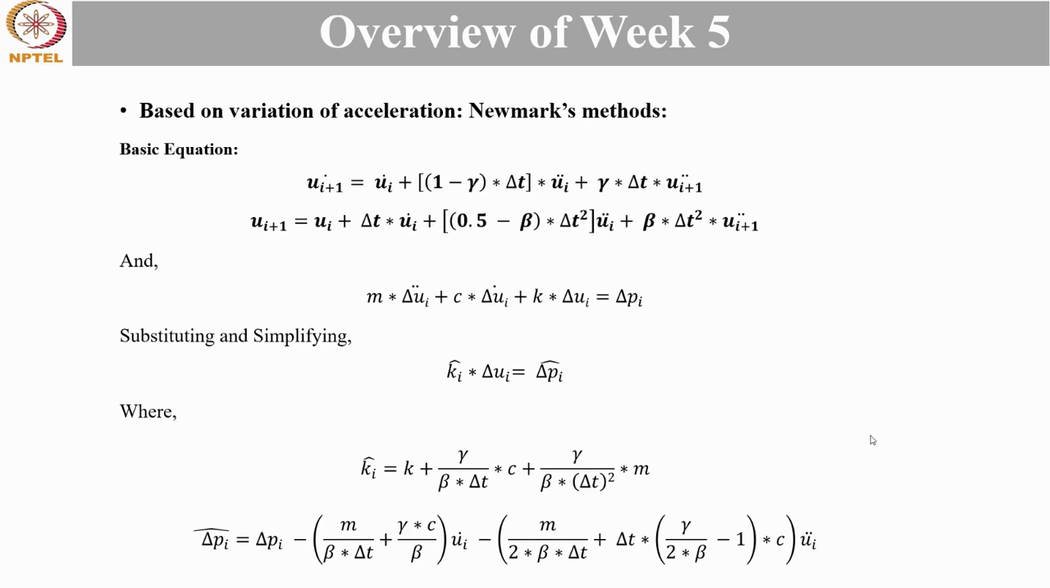And at last, there is a variation of acceleration known as Newmark's method. There are some basic assumptions of Newmark's method. There are some basic equations of Newmark's method and some assumptions for the beta and gamma values. Using those equations and assumptions and the dynamic equilibrium equation, we learned how we can obtain the change in response as a function of known and defined parameters.